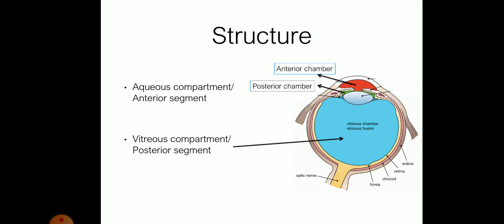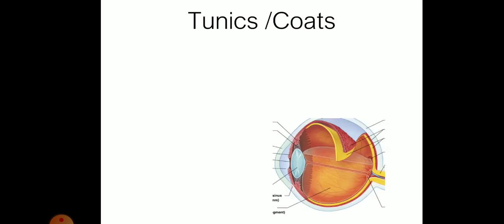All these are covered by three layers or coats. This is the general structure or general arrangement. The anterior and posterior compartments are separated by the lens, and the anterior and posterior chambers are separated by the iris, and are continuous through the pupil. Now about the tunics or coats of the eyeball.